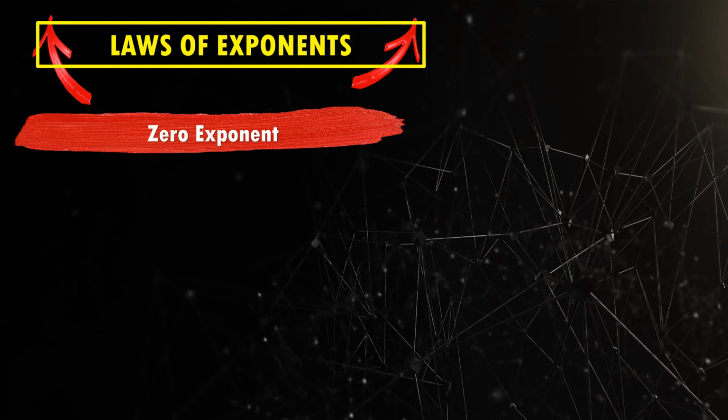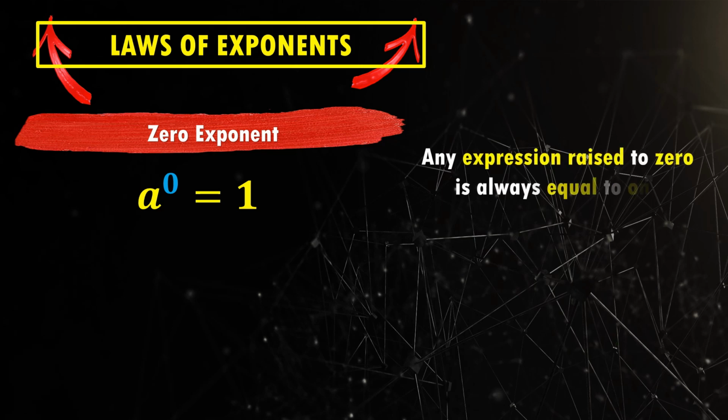So, fifth rule is the zero exponent, wherein ang exponent natin given, 0. So, we have a raised to 0 is equal to 1. Any expression raised to 0 is always equal to 1. As simple as that. Kapag may nakita kayong expressions na naka-raise sa 0, automatically, ang sagot nun ay 1. Like for example, we have x raised to 0 is equal to 1.